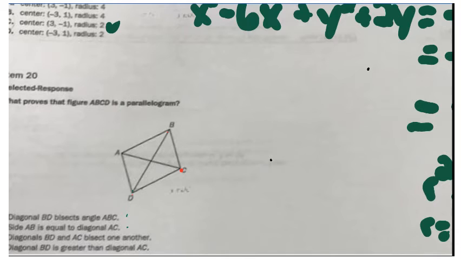So we're going to assume that all the properties of a parallelogram are going to go with this. So let's just look at D. It says diagonal BD is greater than diagonal AC. So we're saying BD is greater than AC. I don't remember ever hearing anything about a parallelogram if one of the diagonals is greater than the other diagonal, that makes it a parallelogram.